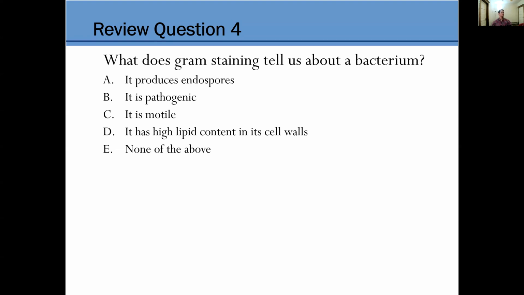Okay, and our last question. What does gram staining tell us about a bacterium? Does it tell us that it produces endospores? Does it tell us it is pathogenic? Does it tell us it is motile? Does it tell us it has a high lipid content in its cell walls? Or is the answer E, none of them? I'm going to give you guys about 10 seconds here.